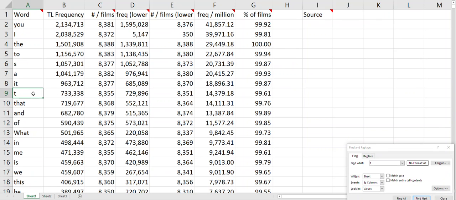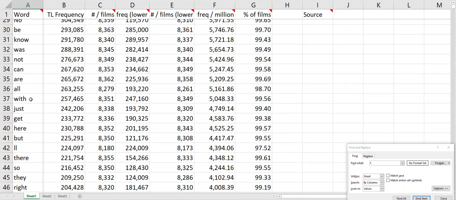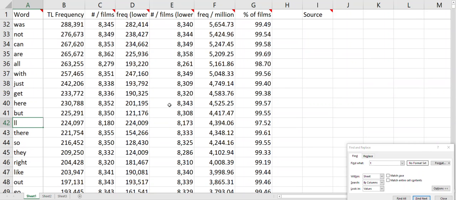All right, right here you can see the letter T is number 9. That is the abbreviation where you see words like haven't or don't. We'll also see the double L down here. That's the abbreviation of will.